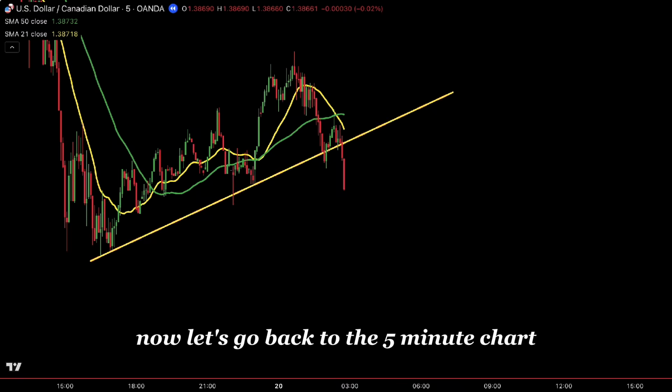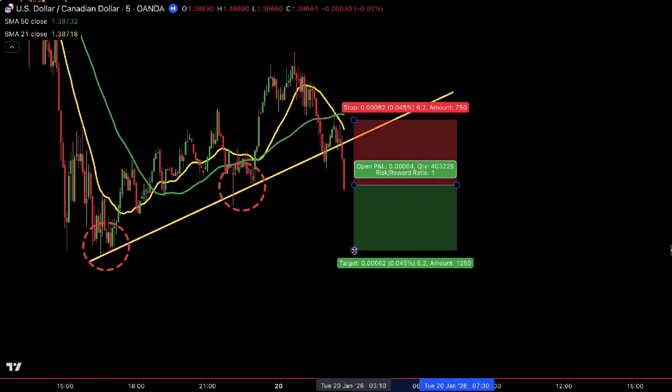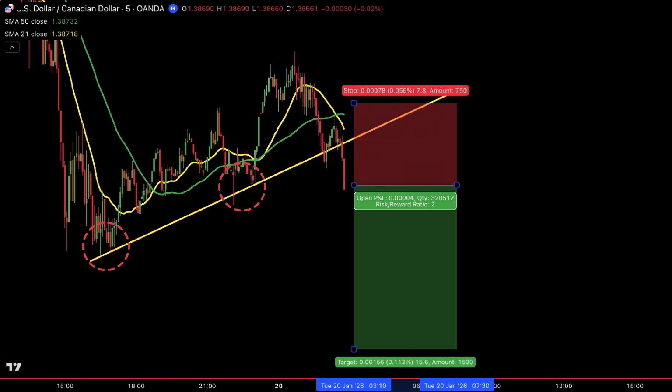Now let's go back to the 5-minute chart to execute the trade. You place your entry at the close of the second candle that breaks below the trend line. Your stop loss goes above the recent high, and your target is the next key support level, aiming for at least a 2-to-1 reward to risk ratio. Now look at what happens next. As you can see, the market moves downward and hits the target as expected.